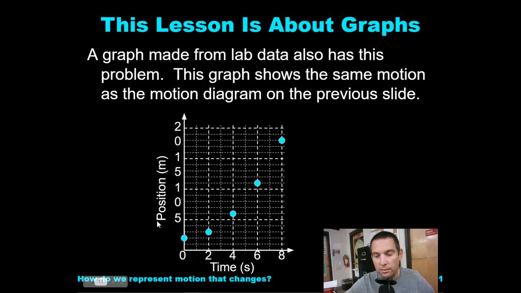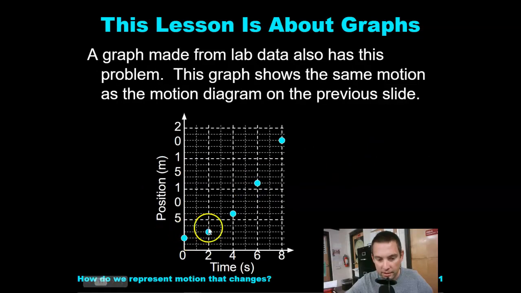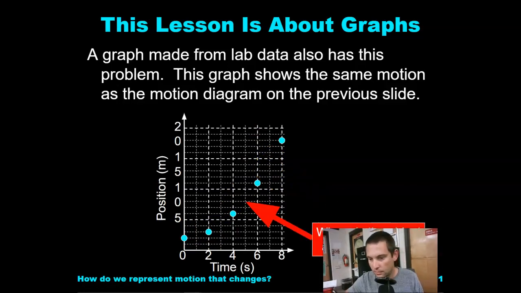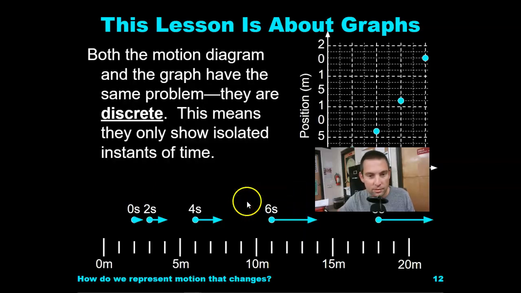A graph made from lab data also has this problem. The graph shows the same motion as the motion diagram on the previous slide. That small space, bigger space, it's accelerating, so our position versus time graph is concave up. Where is the object at t equals 5 seconds? We don't know. Probably right here, but we don't know.